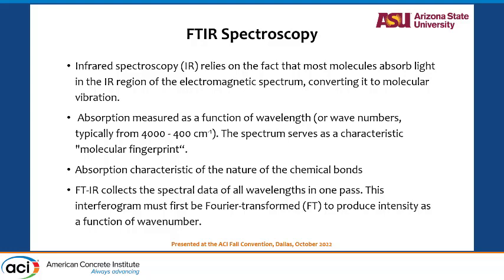you can relate everything as a function of wave number. It also collects all the wavelengths in one pass, so the interferogram is first Fourier transformed to produce intensity as a function of wave number. If you measure one wavelength at a time, then you have to stitch all these spectra together and see where the peaks are, but the software automatically does it for us by doing the Fourier transform.